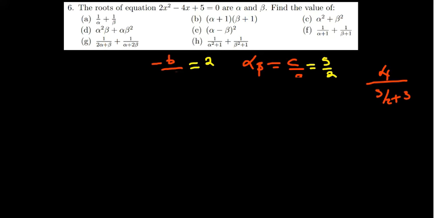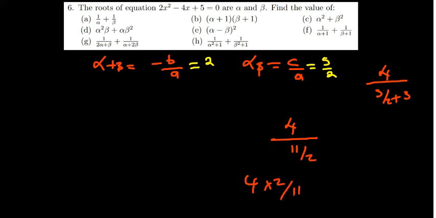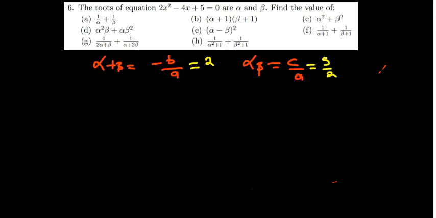Don't forget our alpha plus beta is equal to negative b over a. So 5 over 2, we can take that as, first of all, 4. Common denominator on the bottom is 2, so we'll have 5 plus 6, 11 over 2. And then 4 multiplied by 2 over 11, 8 over 11. I've got 2 more. Feel free to pause the video and try them out as well.